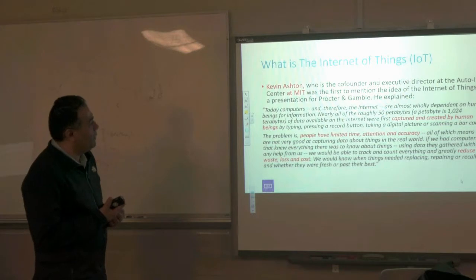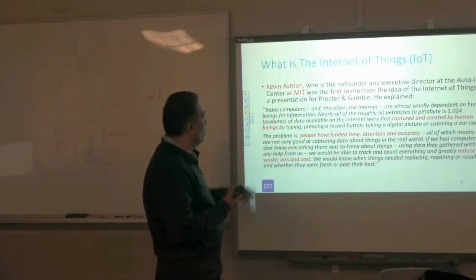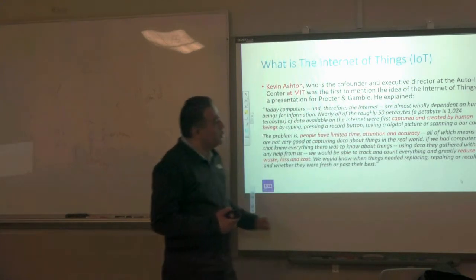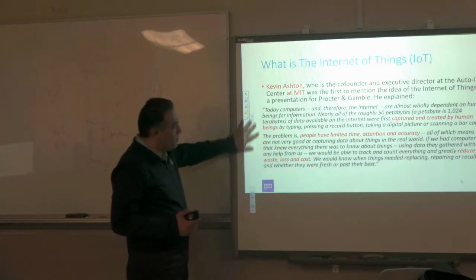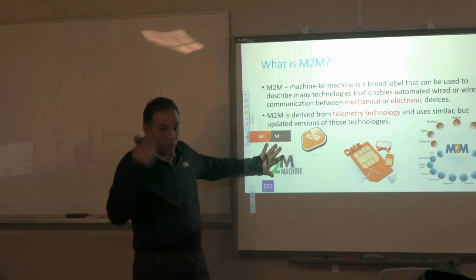Kevin Ashton, who is a founder of the Auto-ID Center at MIT, was the first to mention the idea of the Internet of Things. Look at this. Again, I read it as a whole. It's a very nice description.